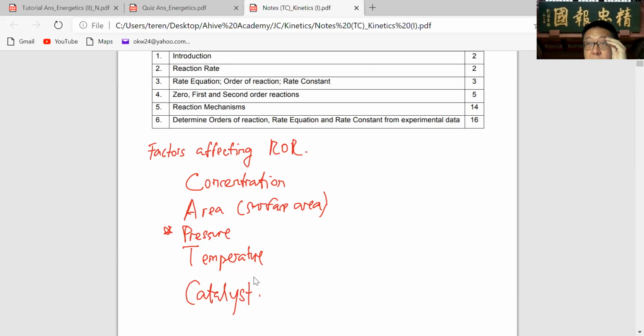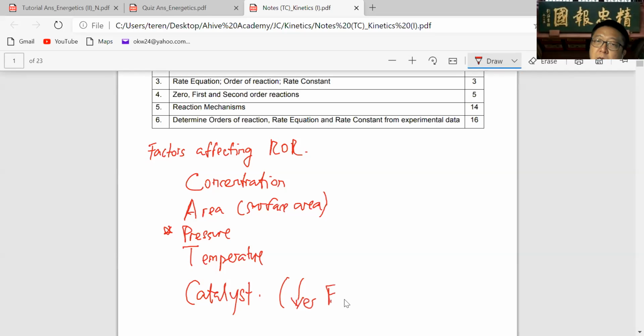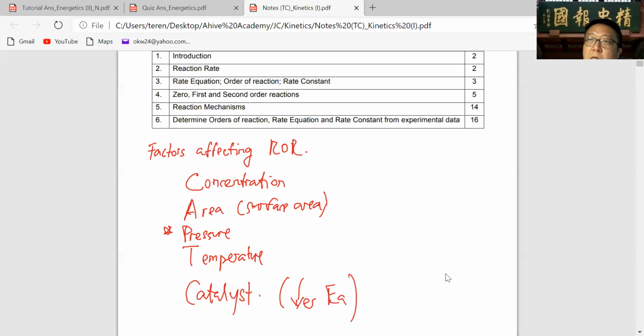Catalyst is the external factor. The rest of them do not lower the activation energy. Your catalyst gives an alternative pathway altogether, or lowers the activation energy. For the first four, they only cause more molecules to have energy greater than the EA. The catalyst is the one that lowers the EA. Later we will see this in your A-level context, although this one is special. It is divided into two kinds, homogeneous and heterogeneous.